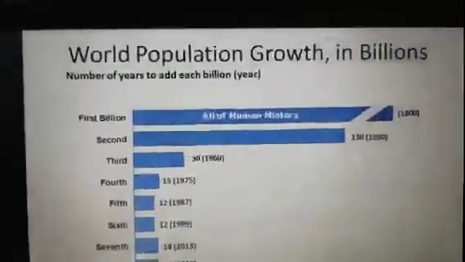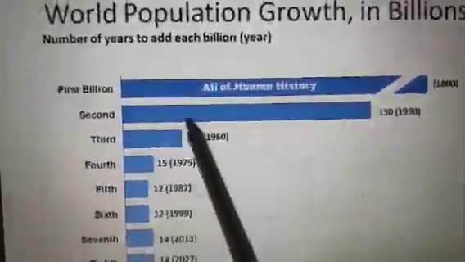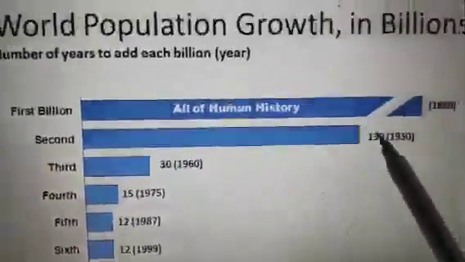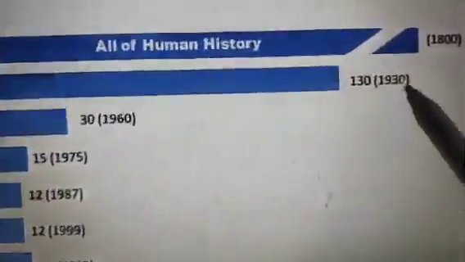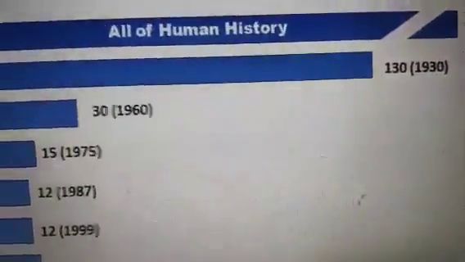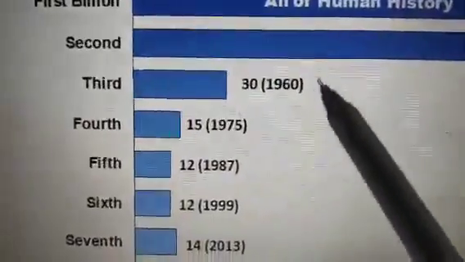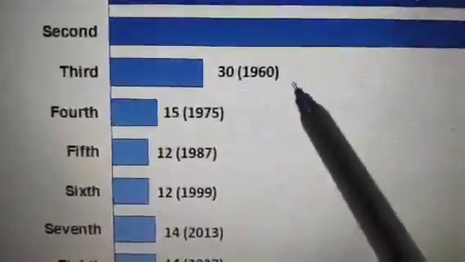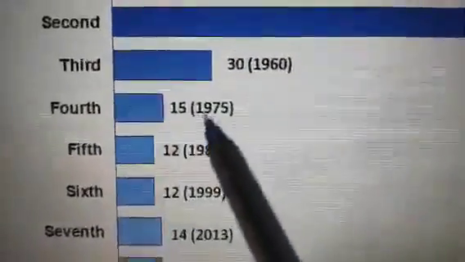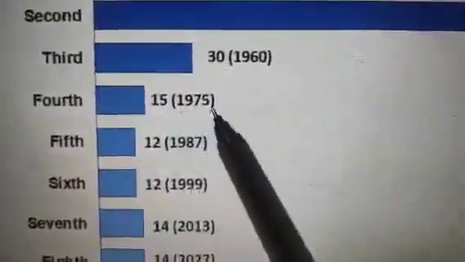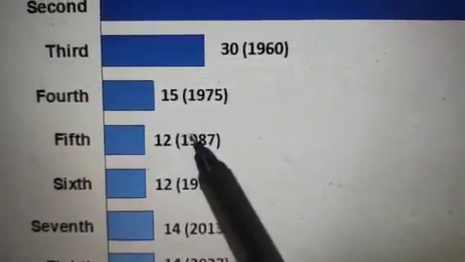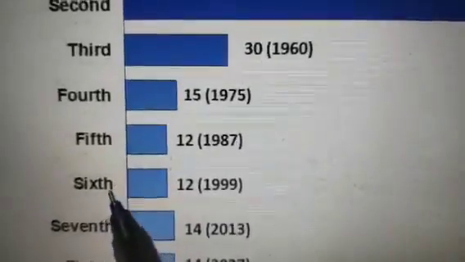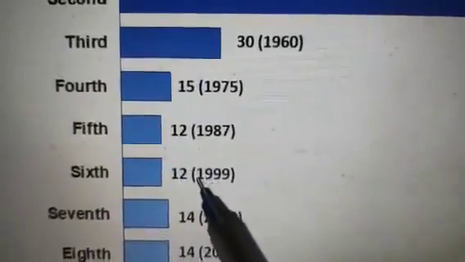This is very interesting: the first billion took all of human history until 1800, and the second billion took only 130 years, up to 1930. The third billion took only 30 years, up to 1960, and the fourth billion only 15 years, that is 1975. The fifth billion took only 12 years, in 1987, and the sixth billion again took 12 years.